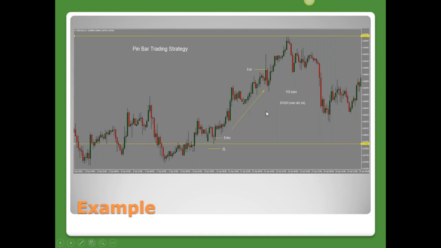And in this particular trade, it's 102 pips from entry to exit. So that's a nice $1,000 profit if trading one standard lot. As you can see, the 1-hour charts here are quite nice for these pin bars, and they give us nice profit in the trades.